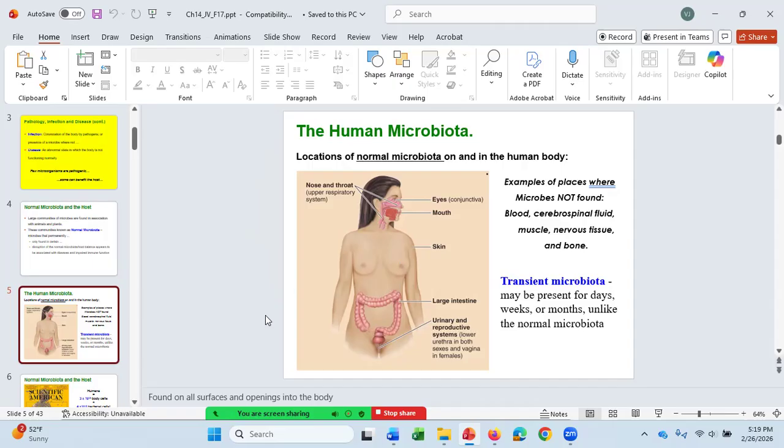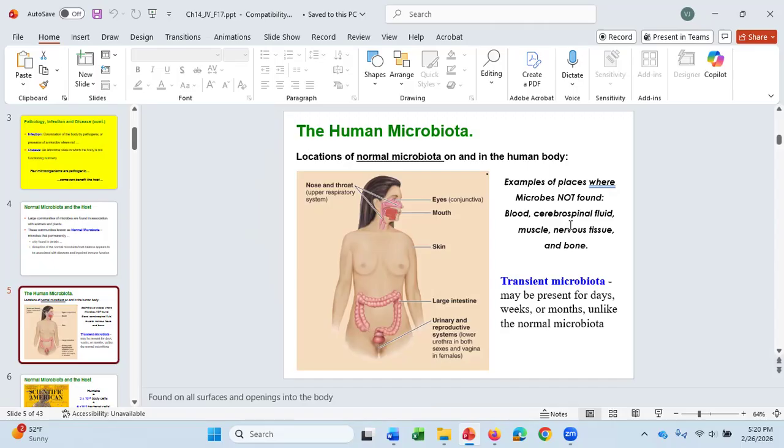Examples of places where the microbiota is not found are internal tissues and organs such as the blood, the cerebrospinal fluid, the muscle, the nervous tissue, and the bone. Normally, these regions are aseptic, and there are no microbes in these regions. However, if we do have them in these regions, you usually have an infection, caused by a bacteria or microbe in this region causing disease.